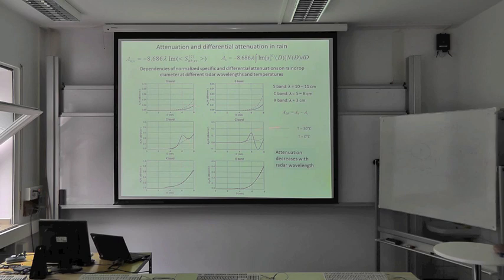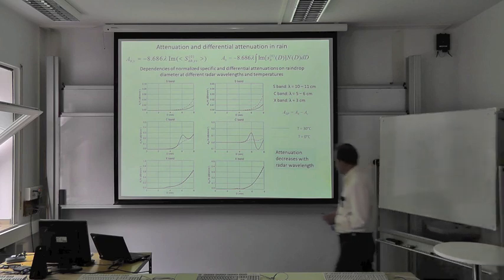There are some differences, because the resonance effects especially affect the imaginary part of the scattering amplitudes, for two different temperatures, say 30 and 0 degrees. Specific attenuation is always positive, so the wave can only attenuate; it cannot be amplified as it propagates through the medium. However, differential attenuation can even be negative. That means that sometimes the vertical polarization can be attenuated more than the horizontal polarization, although generally the opposite is true.